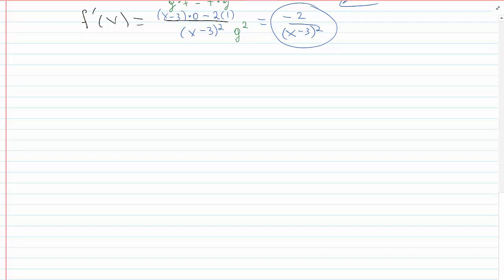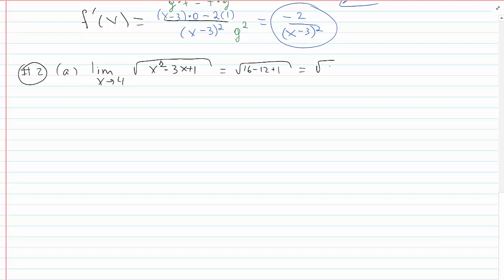Alright, so number 2, with part A, finding the limit as x approaches 4 of the function. If you use the direct substitution, 3x plus 1, you'll get square root of 16 minus 12 plus 1, which is square root of 5. It gives us the answer, so we are happy and we're moving on. Nothing else needs to be done.